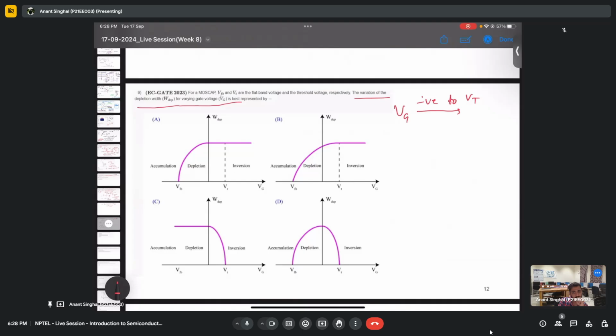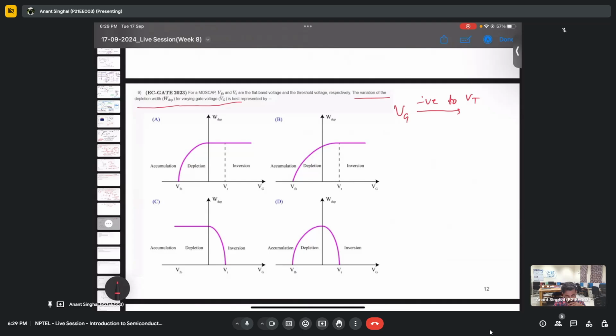So let's go one by one. In accumulation, what will be the case? Will there be any depletion layer? No. Then if we go greater than flat band, the depletion will start to happen. So the depletion layer will increase or decrease? Increases. It will increase till when? Till the threshold voltage. After that, what will happen? It will remain constant, because then the electrons will take over. So what will be the answer then?